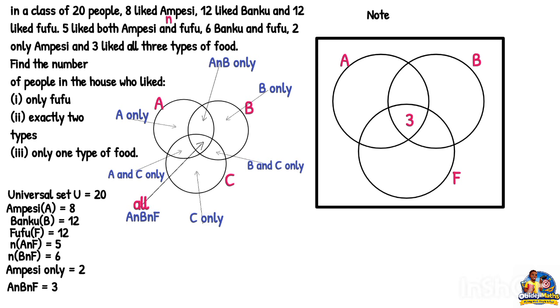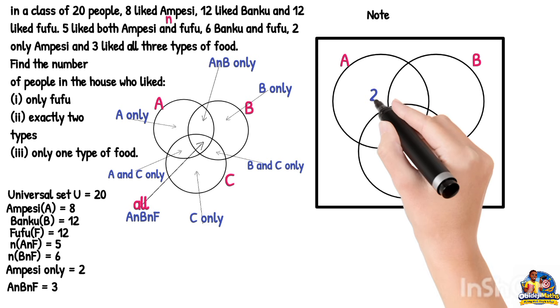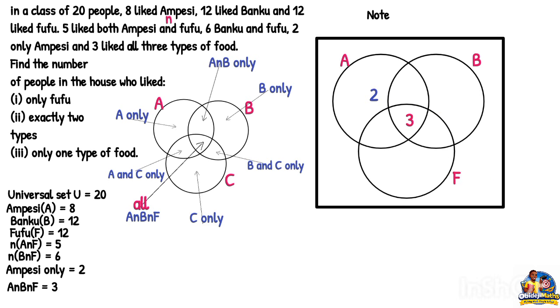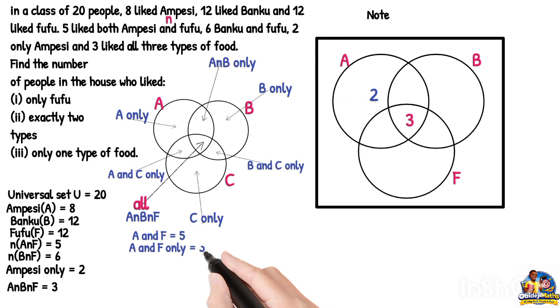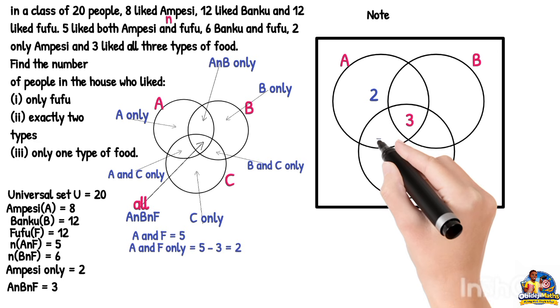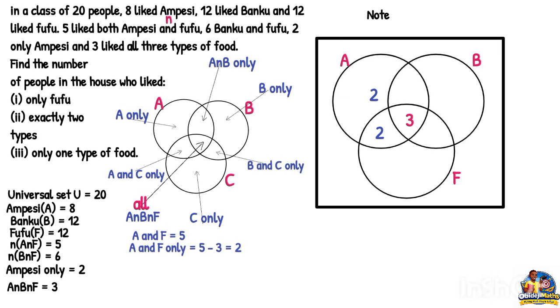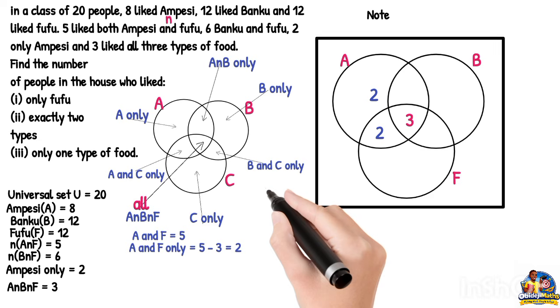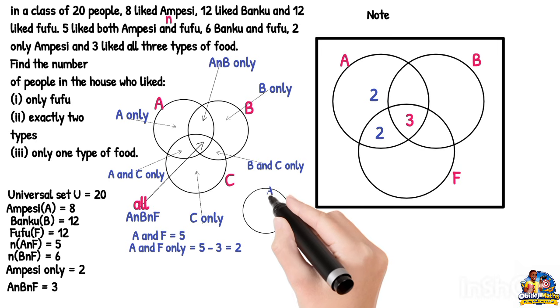That is 3. That is all. All is 3. If you look at the question, 3 liked all 3 types of food. Then Ampesi only is 2. So A only, that is 2. Then we have A intersection F. A and F is 5, which means A and F only will be 5 minus 3, which is 2. So we're going to write 2 in that place. 2, A and F only. If we add 2 and 3 together, you see it will be 5. That is A and F.